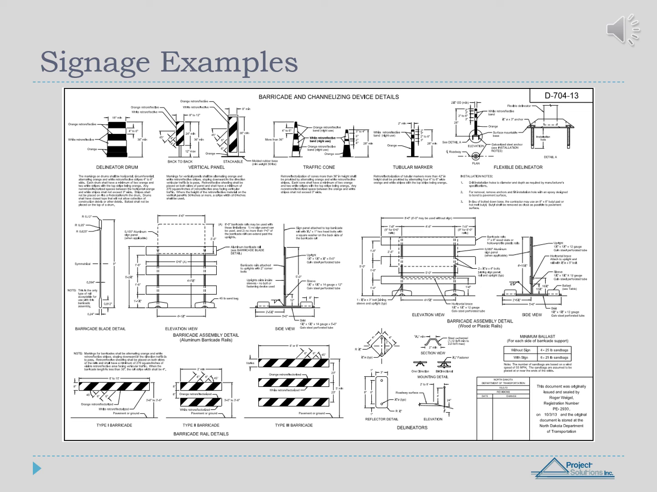Here's an example from the plan sheet number D704-13 that describes the types of barriers allowed. You can see that this sheet explains sizes, shapes, colors, and types of safety signs. It is important that not only the correct sign be used, but that the correct use of the sign is employed.